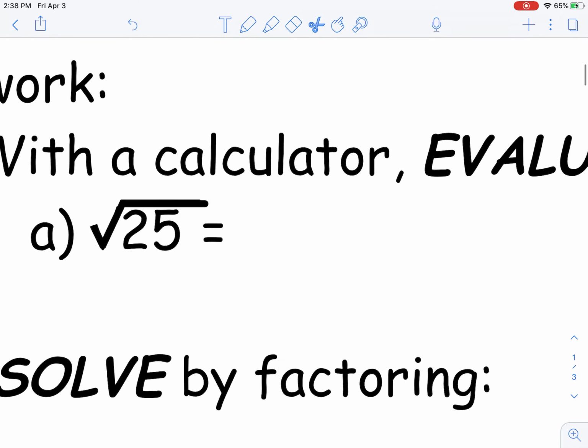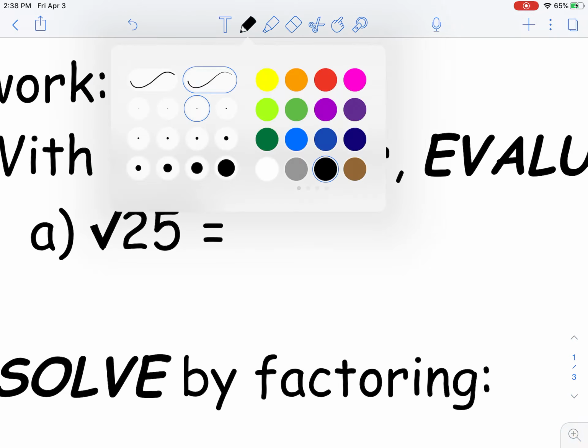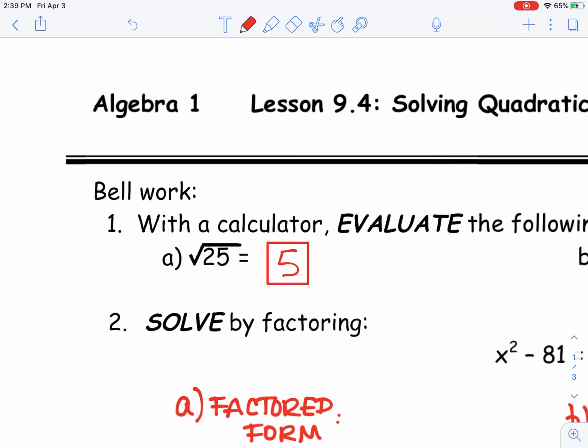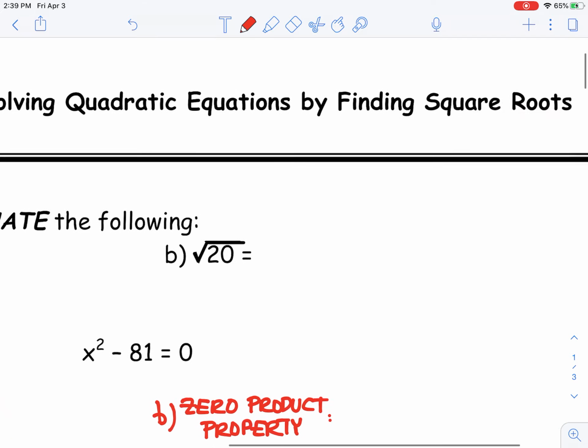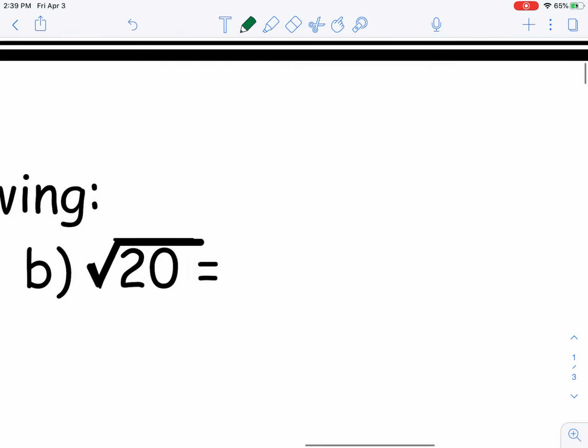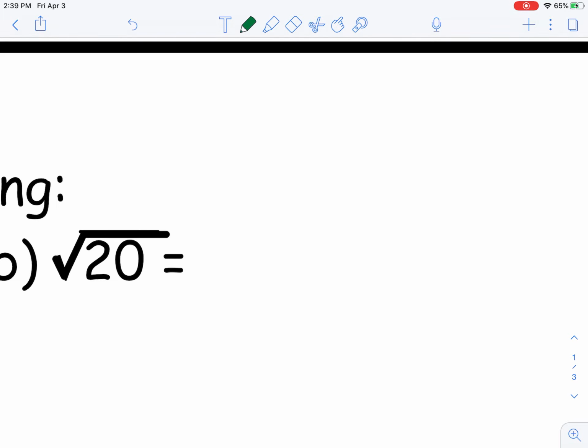All right, so if we do the square root of 25, your calculator should just give you a 5. The reason that works out so nicely is because 25 is a perfect square. So sometimes our answers are very simple, just like that. However, with solving quadratics, a lot of times the number under the radical is not a perfect square.